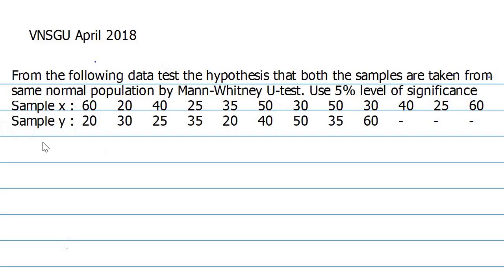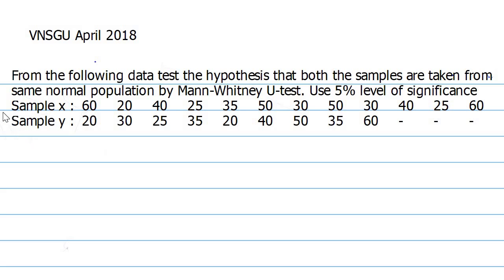Namaskar. We are going to calculate an example using Mann-Whitney U-test. This example corresponds to VNSGO April 2018 examination. Here the statement of the problem is: from the following data, test the hypothesis that both the samples are taken from the same normal population by Mann-Whitney U-test. Use 5% level of significance.